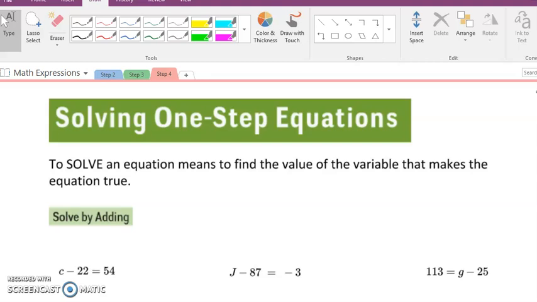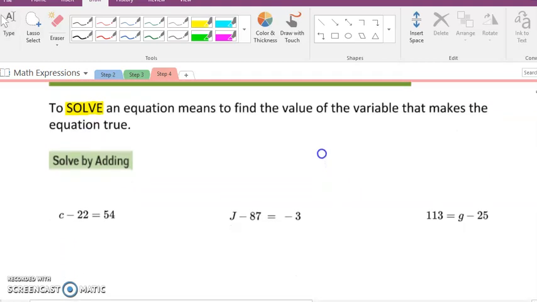Today we're going to talk about solving one-step equations. To solve an equation means to find the value of the variable that makes the equation true. In other words, if you're trying to solve an equation, you just want to get the variable by itself. So let's take a look at a few examples.